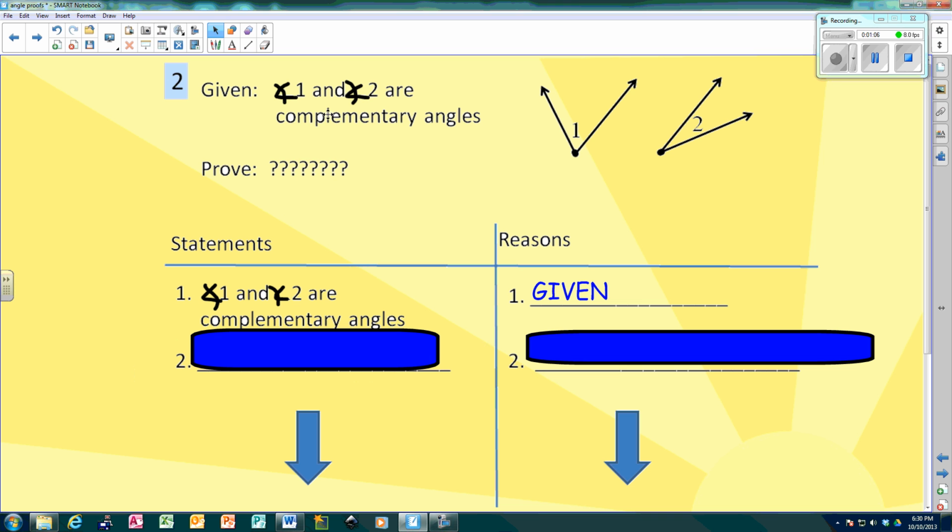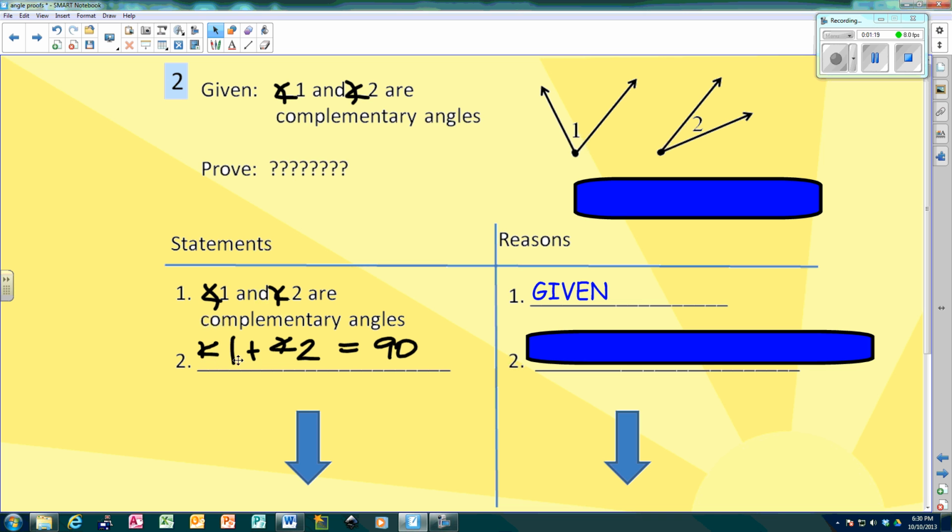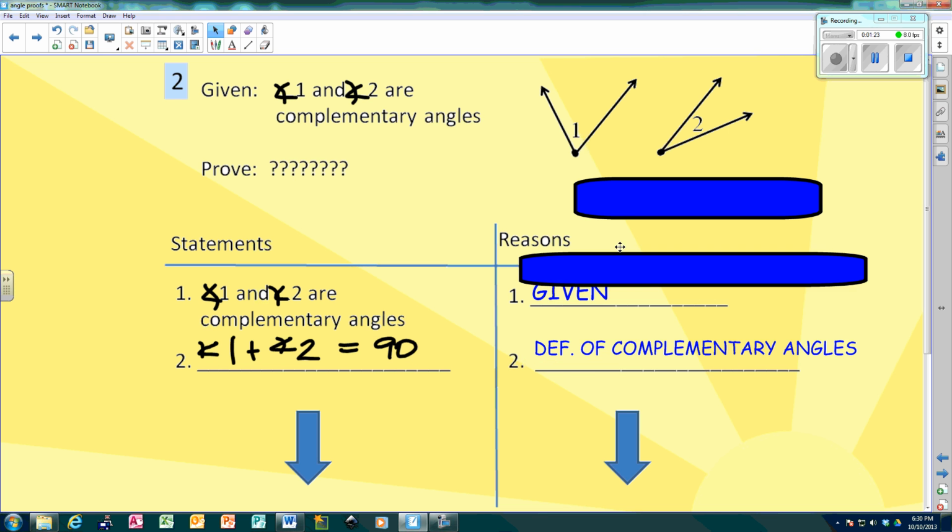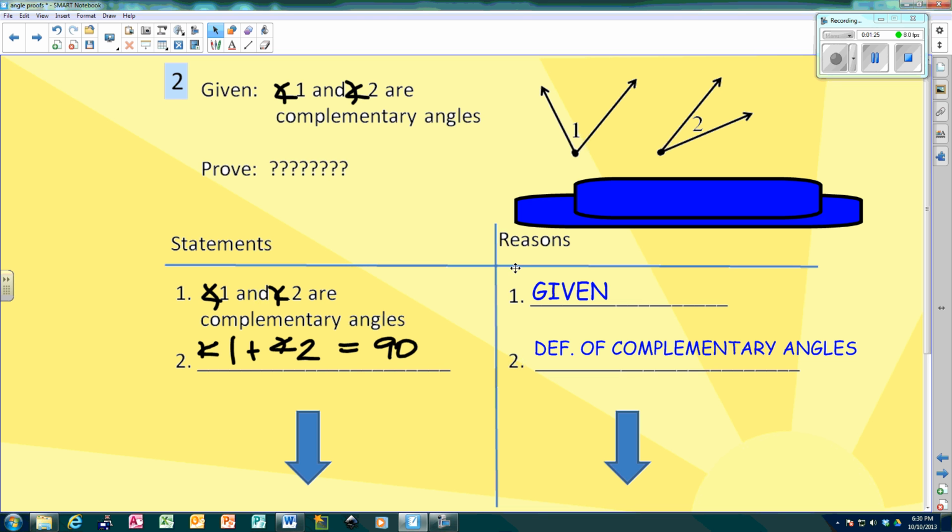Given, we have two angles, and they're telling us that they're complementary. So angle 1 and angle 2 are complementary angles. That is given. So the next thing we would state would be that angle 1 plus angle 2 equals 90. And I know that because of the definition of complementary angles. And they have something else they're going to prove. Who knows?